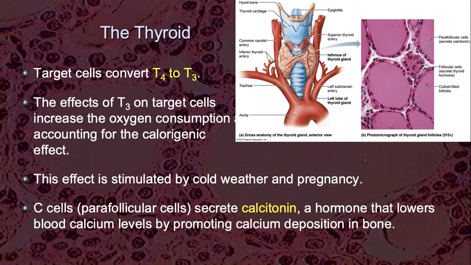Okay? So, T3 is thyroid hormone. T3 on target cells increases oxygen consumption, which causes what we call the calorigenic effect. So you're increasing the metabolism of that cell. And when you increase the metabolism of the cell, you're producing a whole lot of ATP, and you're also producing heat. So you're generating heat as a side effect. This effect is stimulated by cold weather, because when you're cold, you need to make heat. And one of the ways is to increase metabolism.